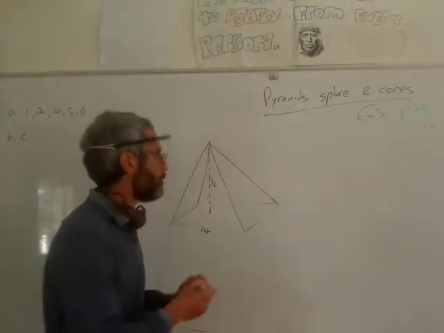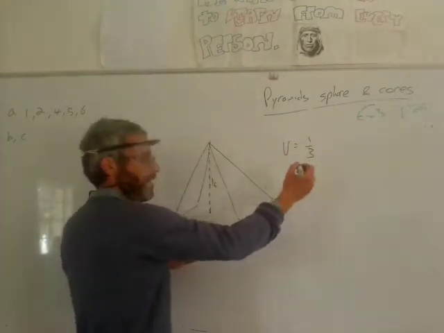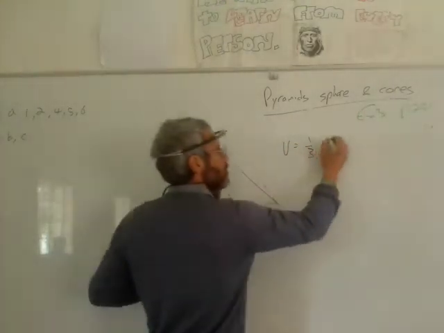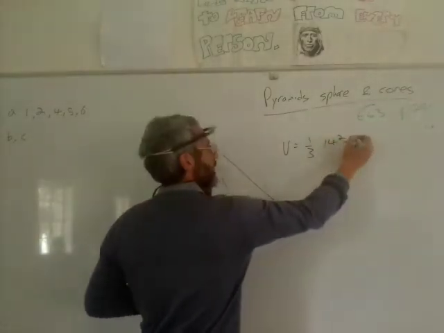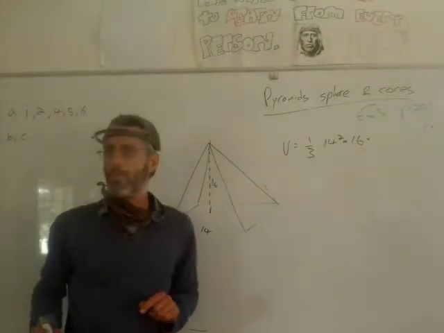Now the volume, that's easy. Let's start with the volume. The volume is simply a third times the area of the base, which is 14 squared, times the height, which is 16. And it looks like everyone got the right answer, no problem there.